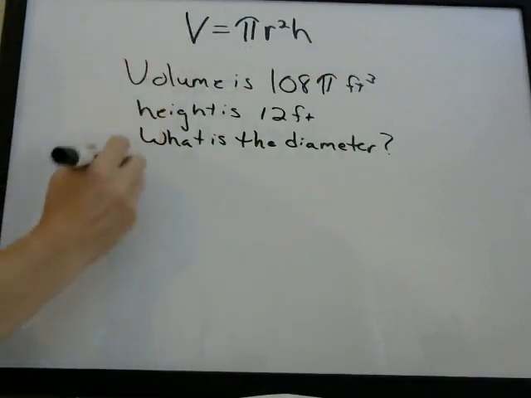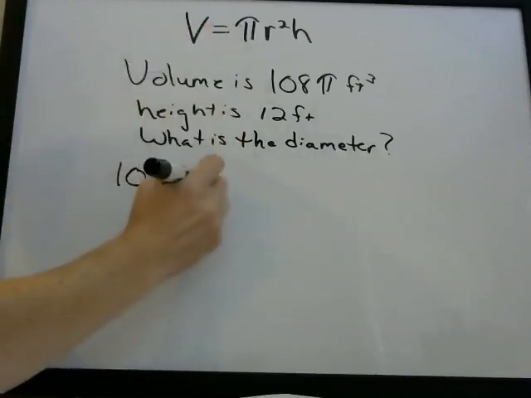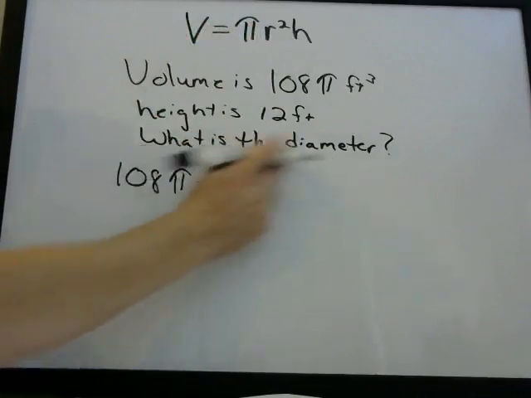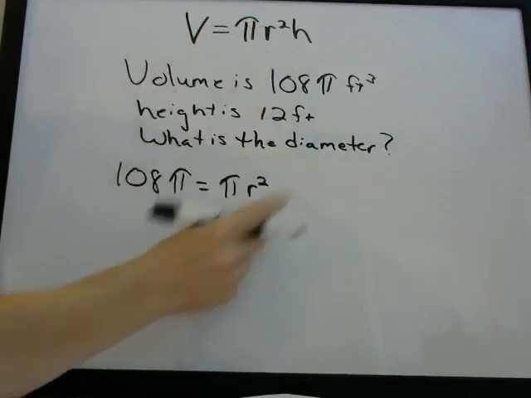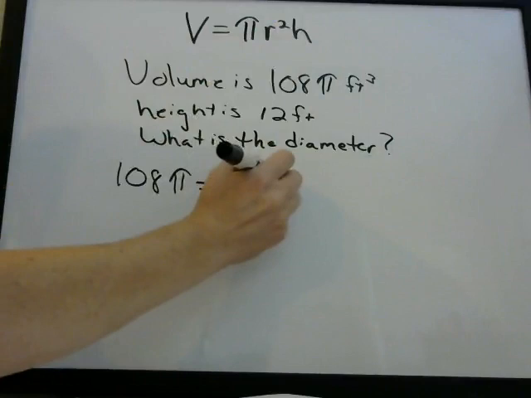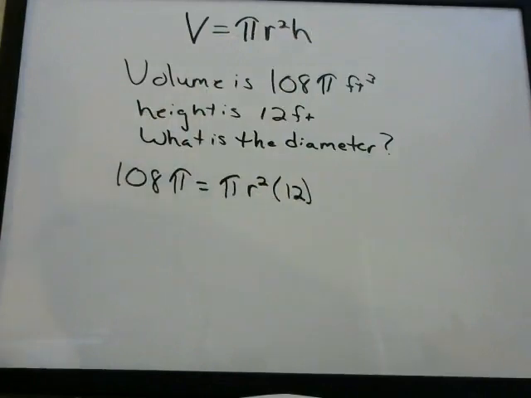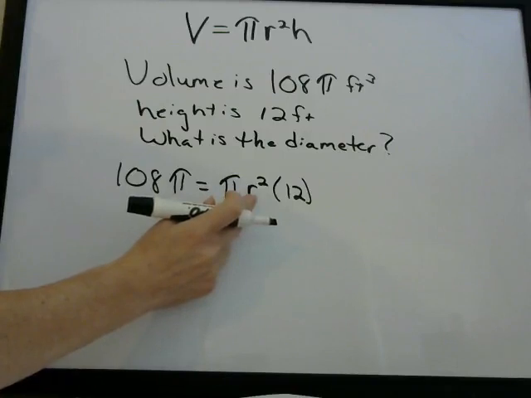So V, volume, is 108 pi. Volume equals pi r squared. Well, that's what we're trying to figure out, right? In order to get the diameter, we need to know what the radius is. So we don't know what that is, so we're just going to leave it there. Times the height. The height is 12. They've given us that, so we just plug in 12 for the height. So this is an algebra problem. If you don't know how to do algebra problems, you need to watch the videos on algebra. So here we're trying to solve for r. Once we know the radius, we multiply it by 2 to get the diameter, right?